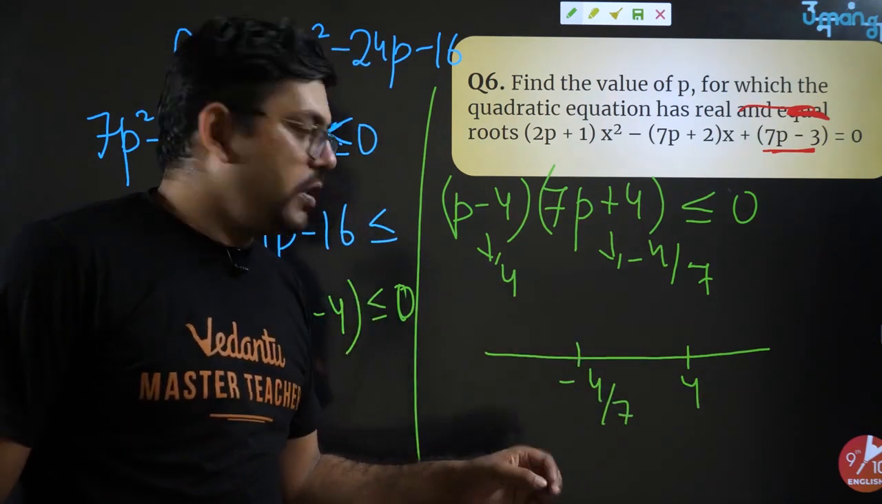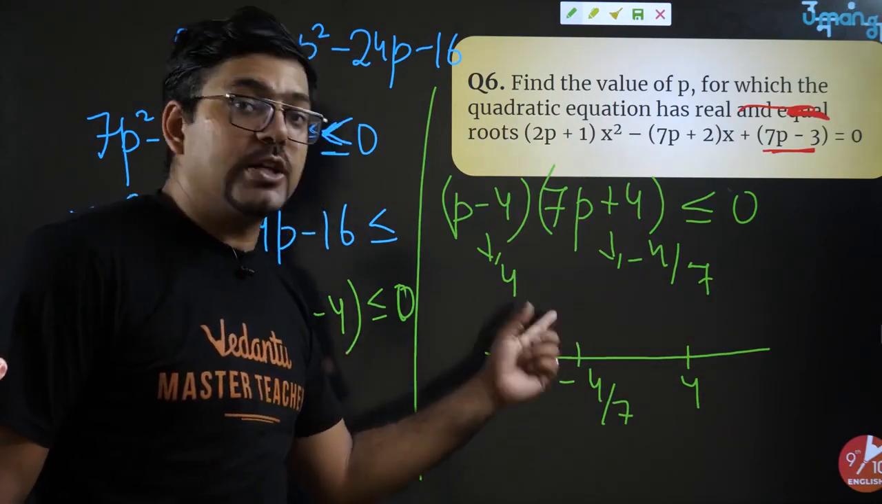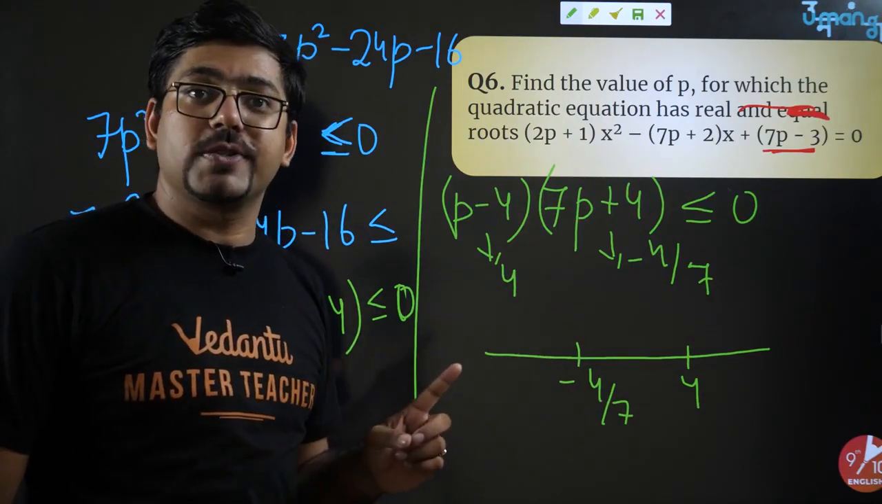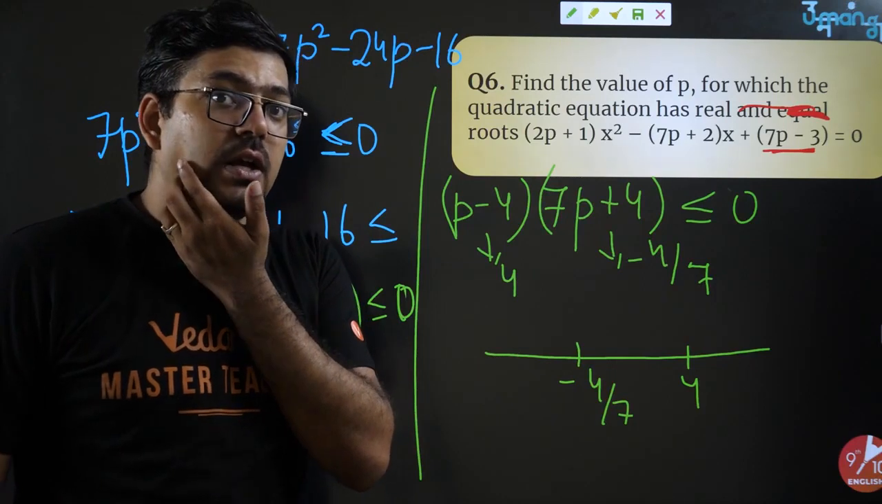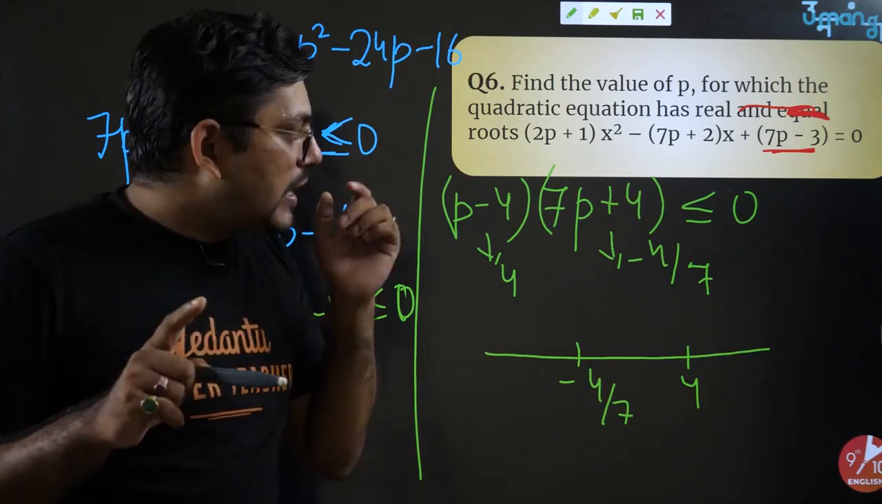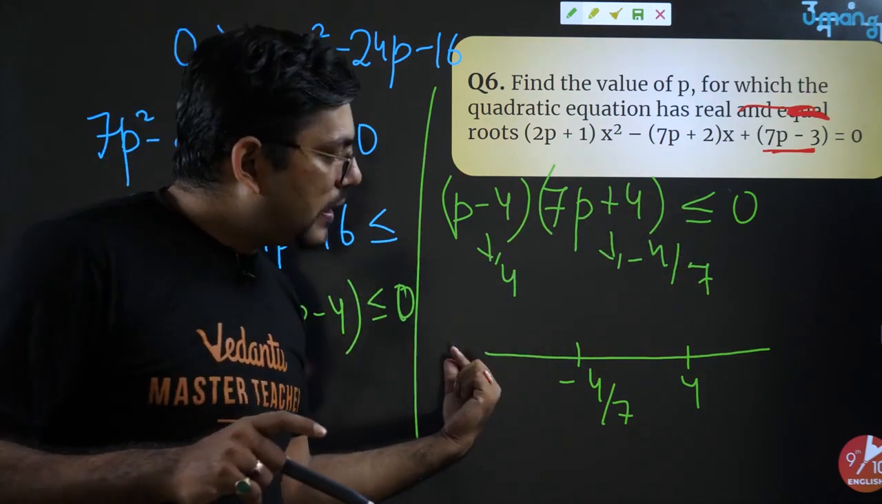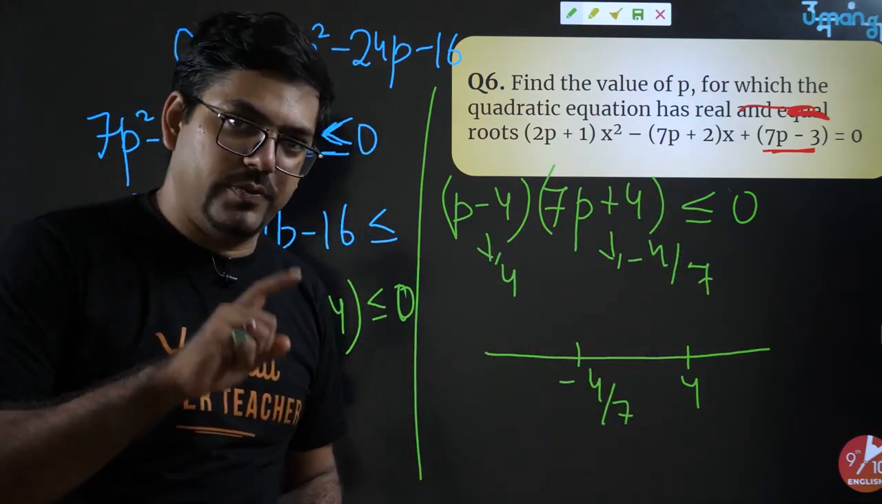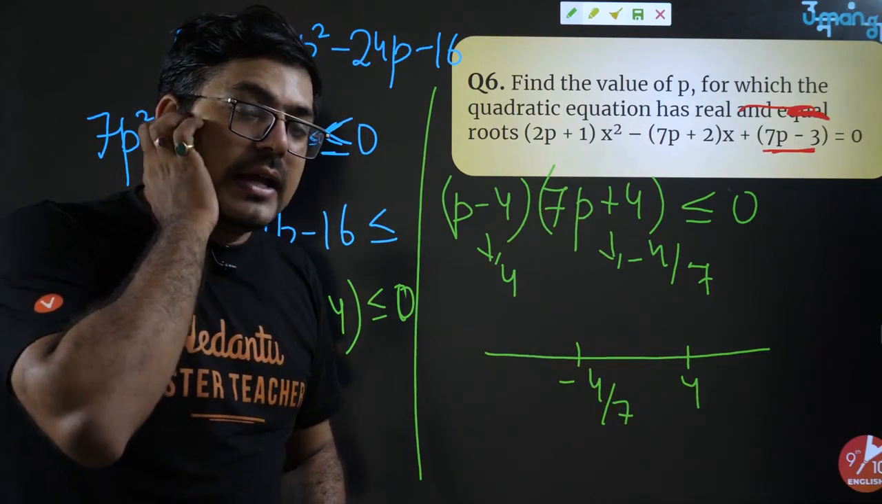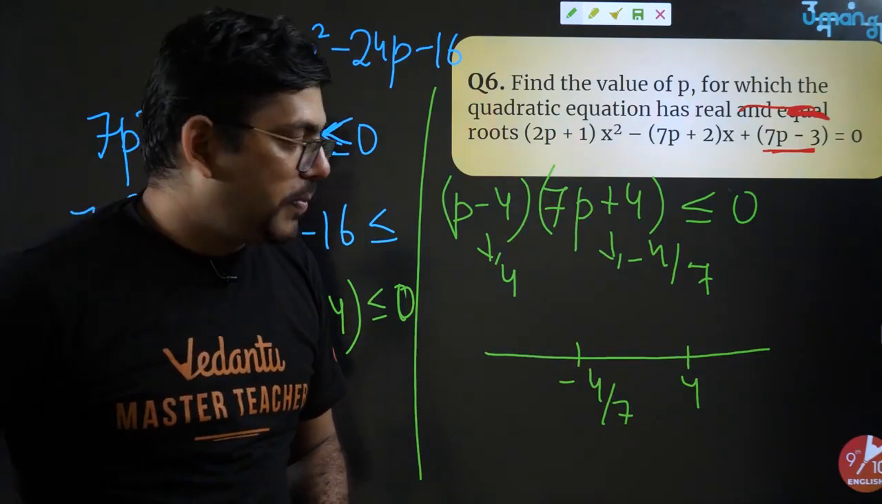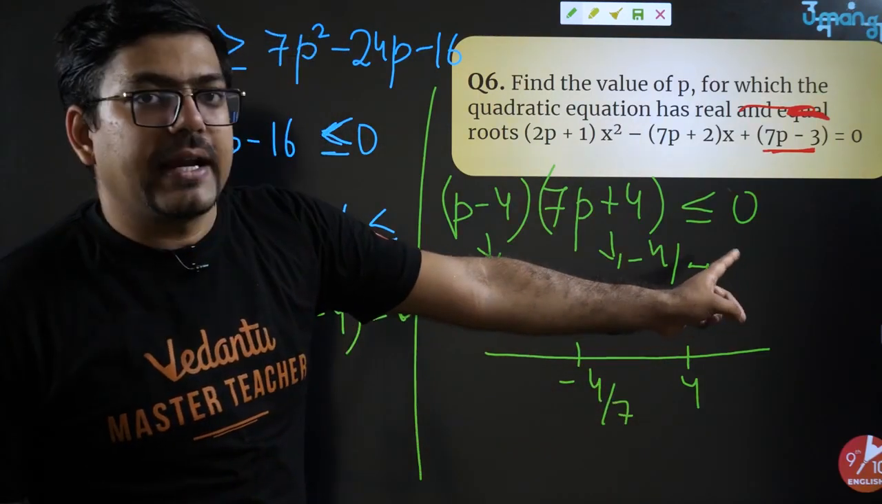On this number line, you shall put the zeros. So this becomes your first thing. The first case is that if you get a quadratic equation in an inequality, then you should make a number line and put the zeros on it. First part done.